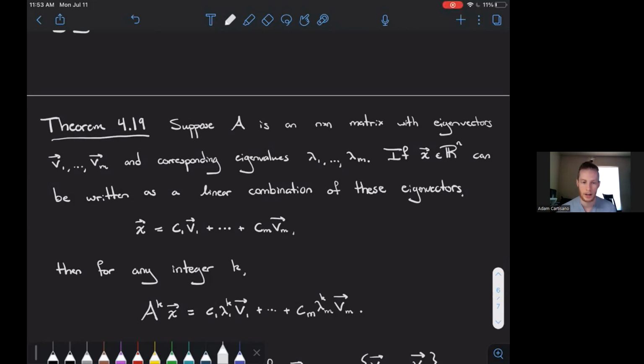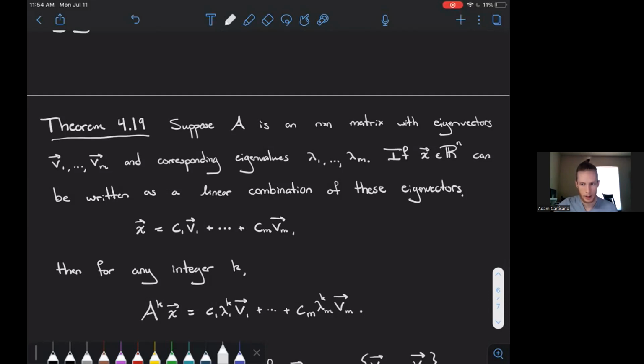Well, then you could do lambda i to the k times vi times ci, and then add up all those things. In other words, do what we did, right? Write x as a linear combination of eigenvectors, and then instead of doing A to the k times those eigenvectors, do lambda to the k times those eigenvectors, and then add it all together when you're done.